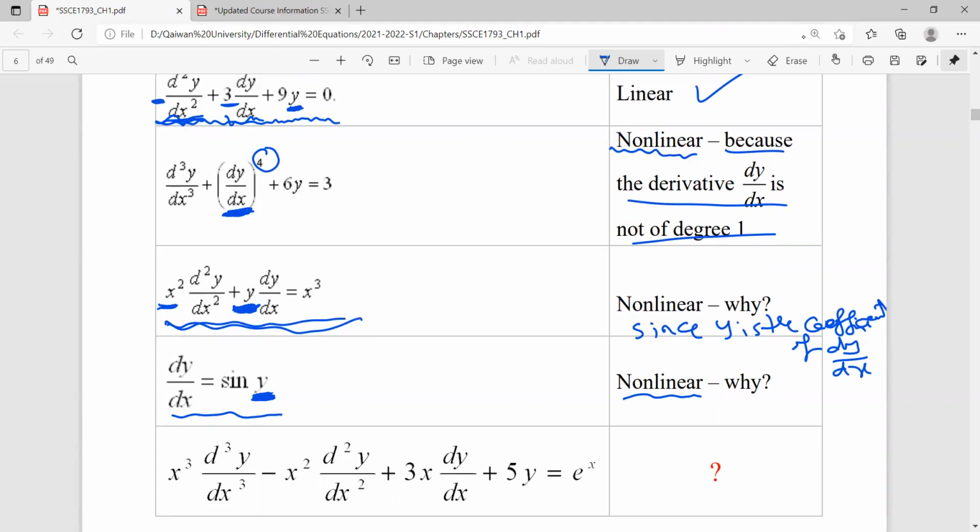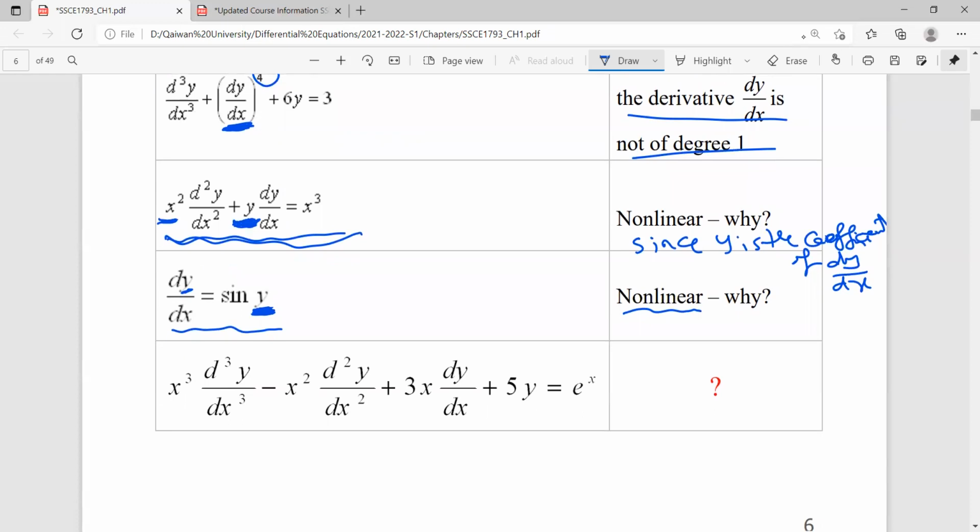If you have the dependent variable y in the angle, we say that's nonlinear. Sine of x is okay. But for sine of y, we say the differential equation is nonlinear. And for this one, let's check.